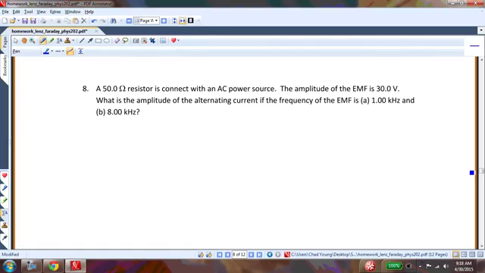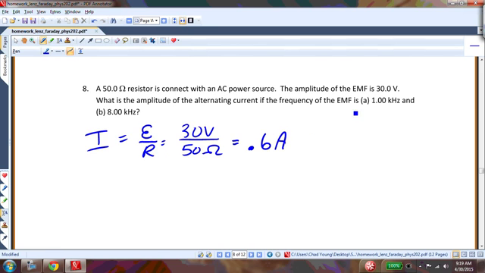Number 8, a 50 ohm resistor connected with an AC power source. The amplitude of the EMF is 30 volts. What is the amplitude of alternating current if the frequency is 1 kilohertz or 8 kilohertz? Well, this is a very simple question because the current in a resistor is not affected by the frequency. So I is just simply E over R. So that's going to be 30 volts over 50 ohms or 0.6 amps. And that's regardless of the frequency, either 1 kilohertz or 8 kilohertz.